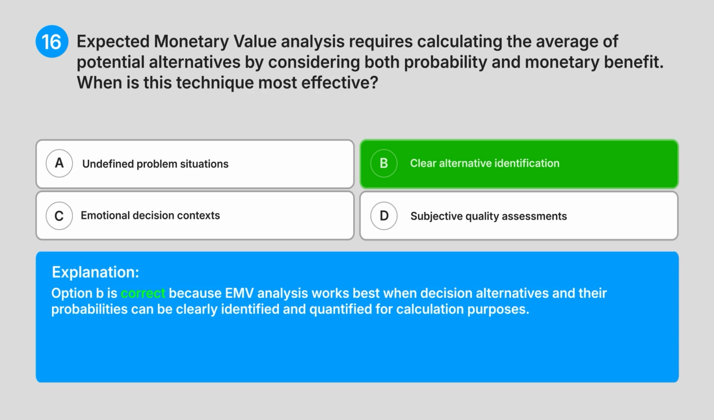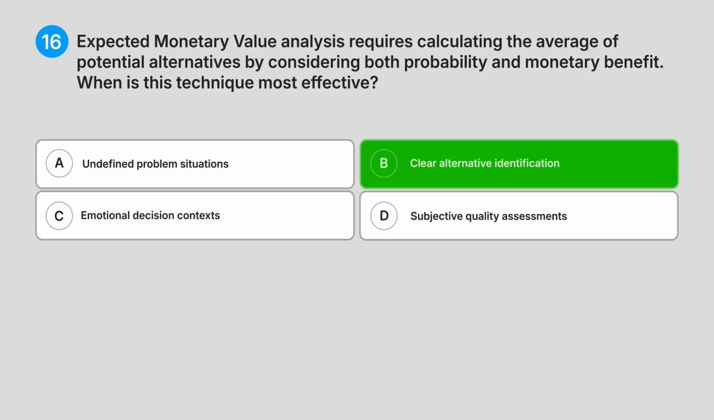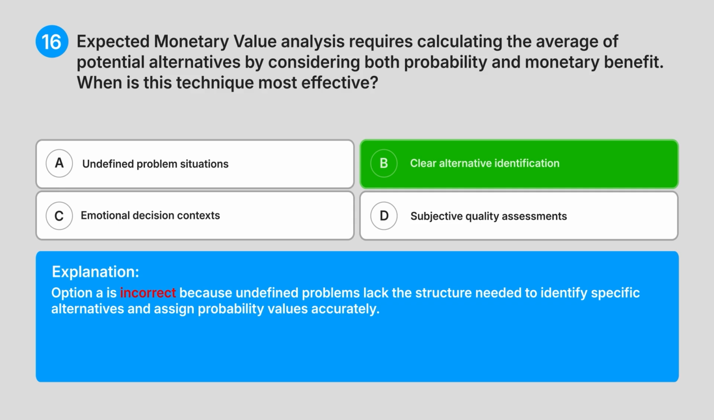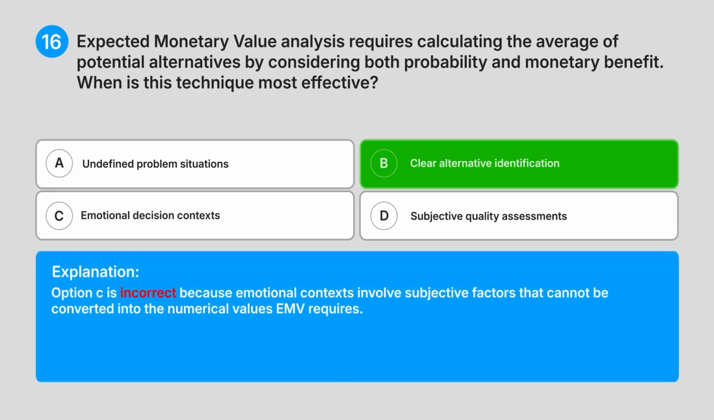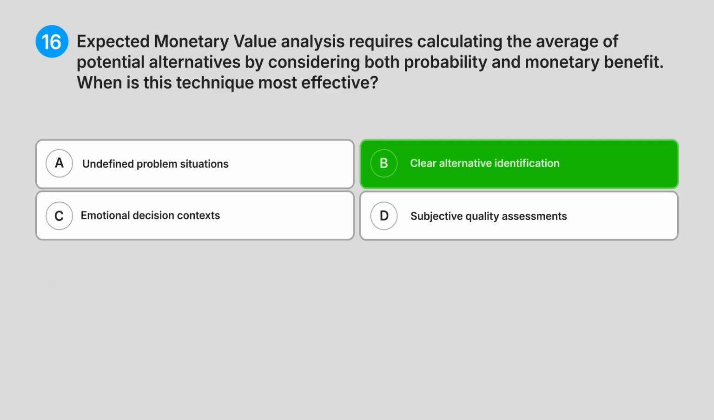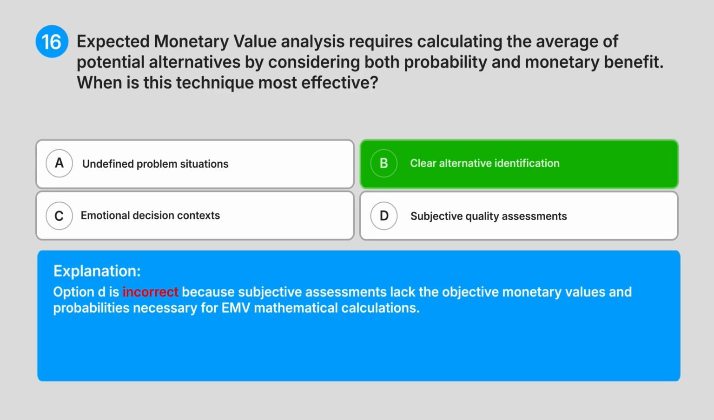Explanation. Option B is correct because EMV analysis works best when decision alternatives and their probabilities can be clearly identified and quantified for calculation purposes. Option A is incorrect because undefined problems lack the structure needed to identify specific alternatives and assign probability values accurately. Option C is incorrect because emotional contexts involve subjective factors that cannot be converted into the numerical values EMV requires. Option D is incorrect because subjective assessments lack the objective monetary values and probabilities necessary for EMV mathematical calculations.